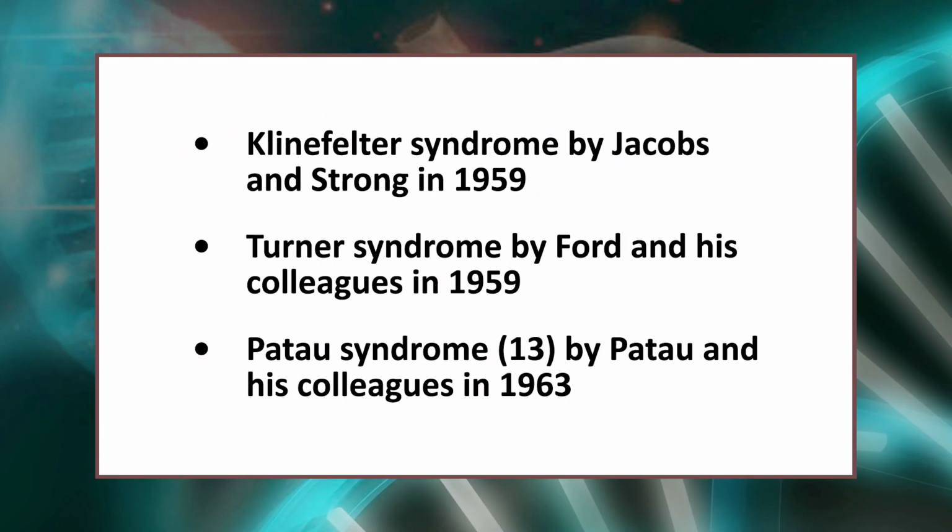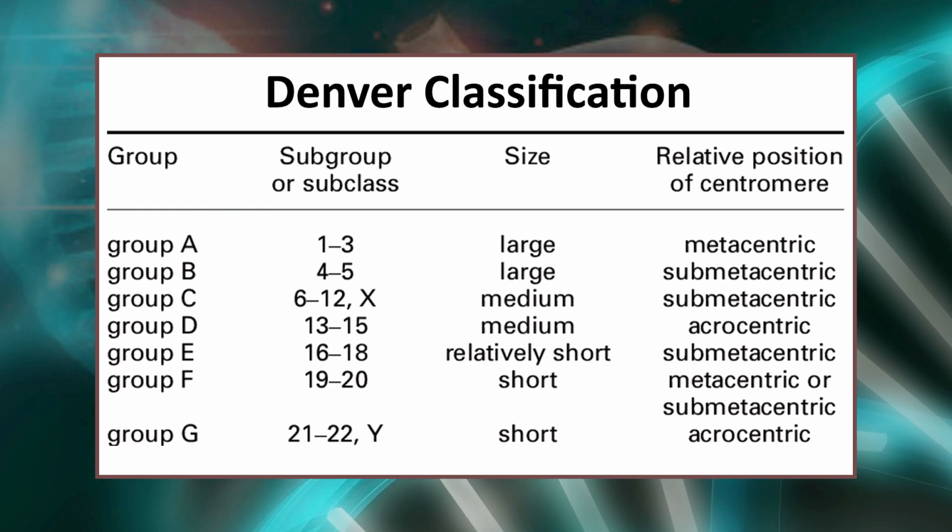Later on, Klinefelter syndrome by Jacobs and Strong in 1959, Turner syndrome by Ford and his colleagues in 1959, and Patau's syndrome by Patau and his colleagues in 1960 were discovered. The metaphase chromosomes were then classified into 7 groups based on the Denver classification in 1960, with revisions at the London conference in 1963 and the Chicago conference in 1966.